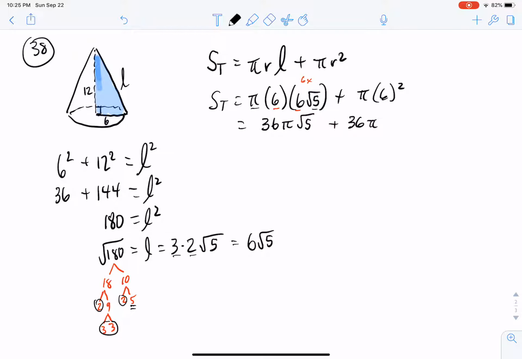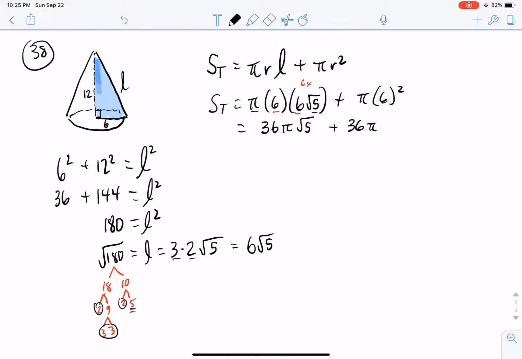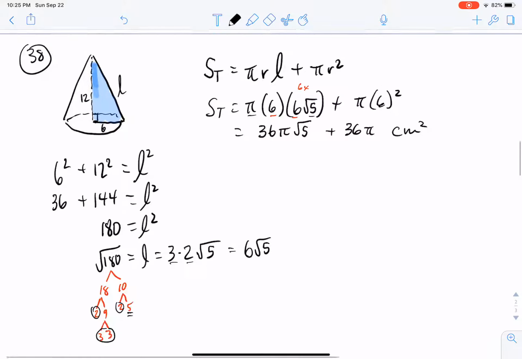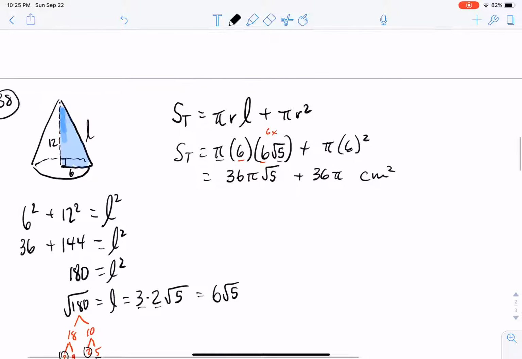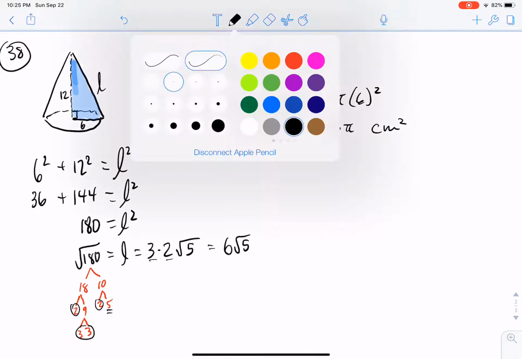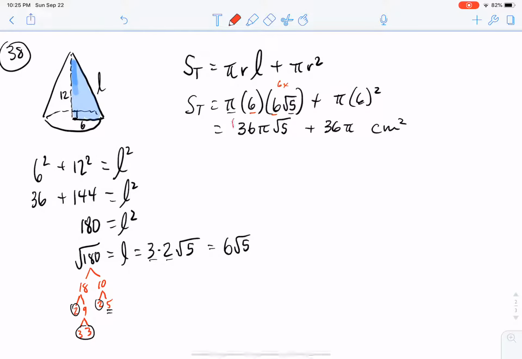Now, unfortunately, these things aren't like terms because you've got this square root of 5 that's messing things up. So as far as the exact answer goes, you're pretty much done, except units. We have centimeters squared because this is area. Volume had centimeters cubed on it. Then maybe just box my answer here and call it done.